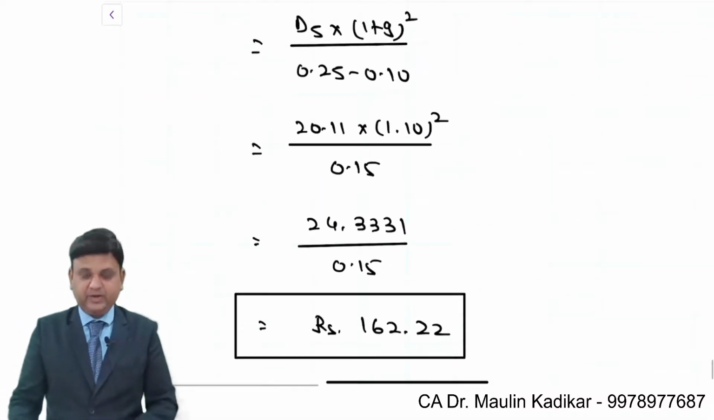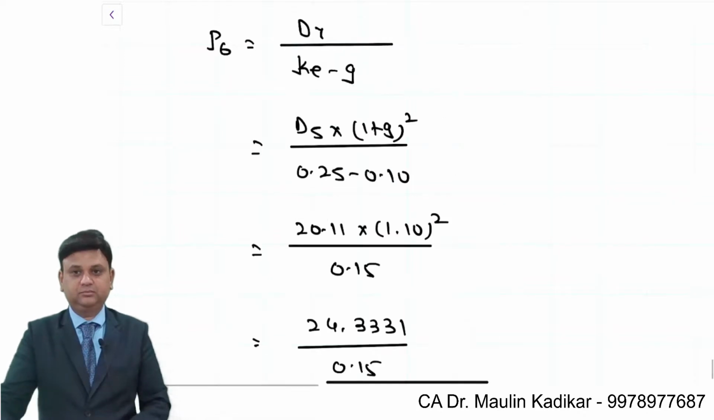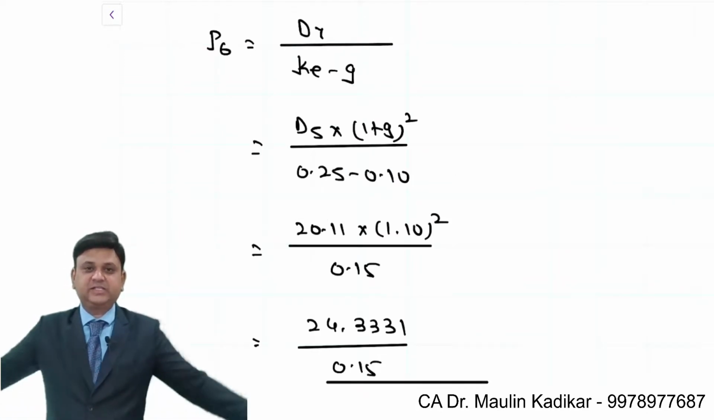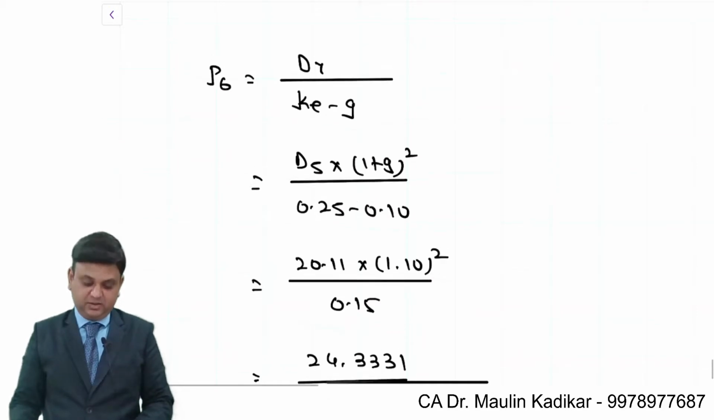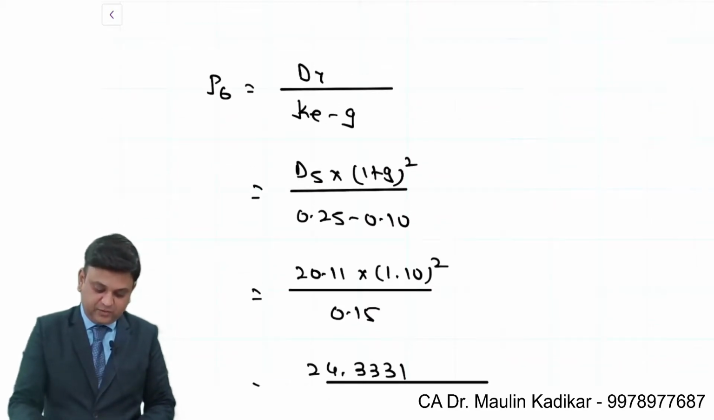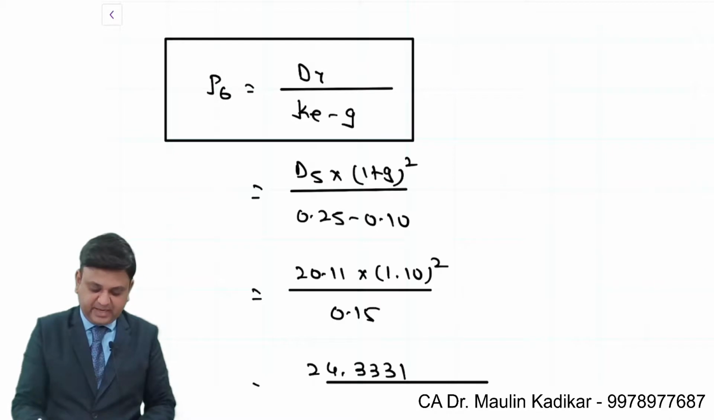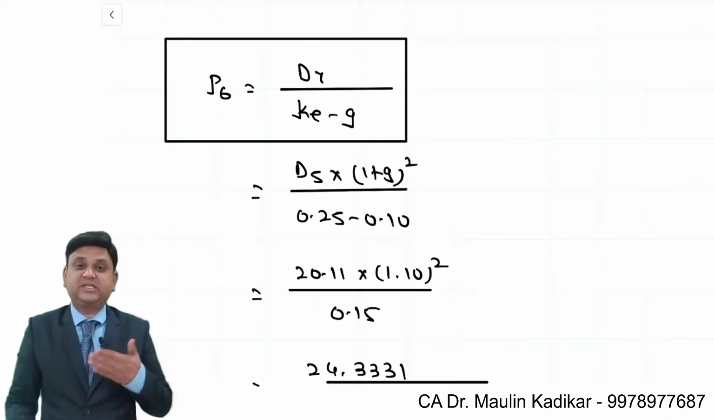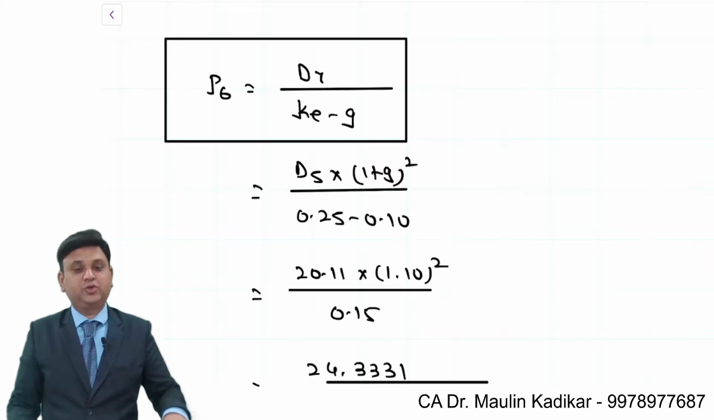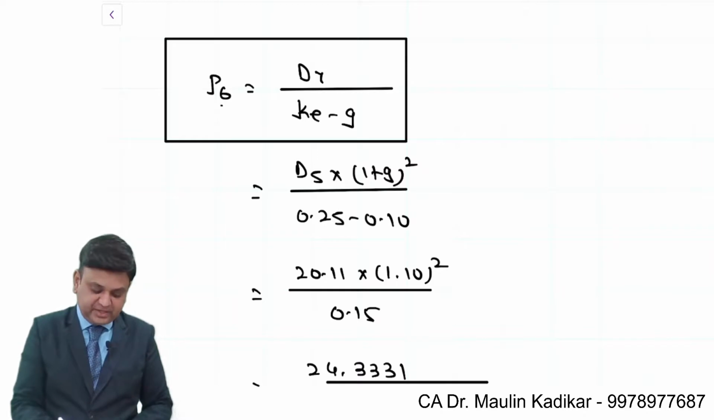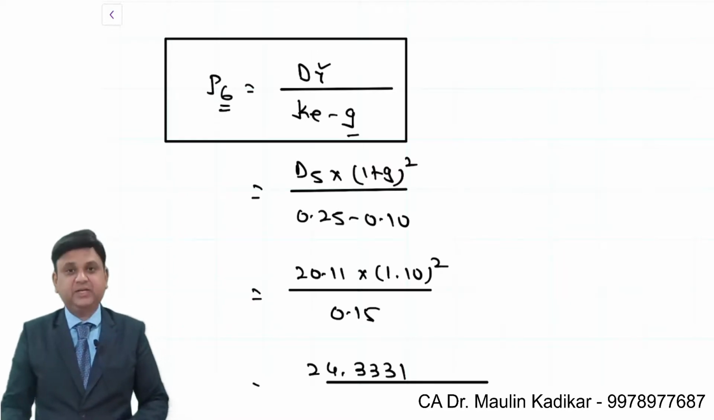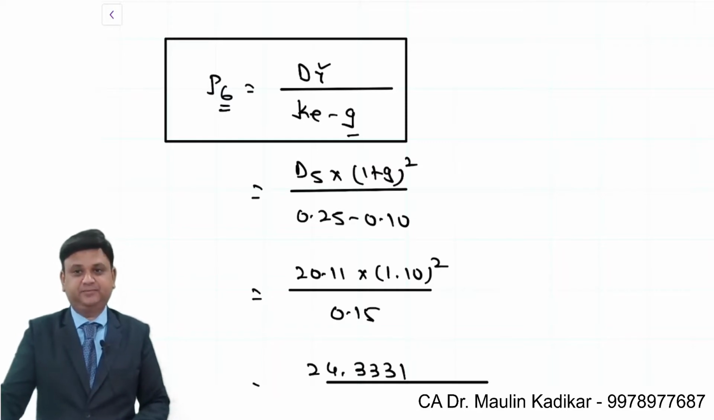That is the way we are required to find P6. Friends, we understand that from P5 onwards, for any calculation this formula can be applied directly. Why? Because from the 6th year onwards for perpetuity, the growth rate is constant. So for P6 we can apply this formula. Why? Because from the 7th year onwards for perpetuity, the growth rate is constant. That is the reason we can apply this formula for P6.